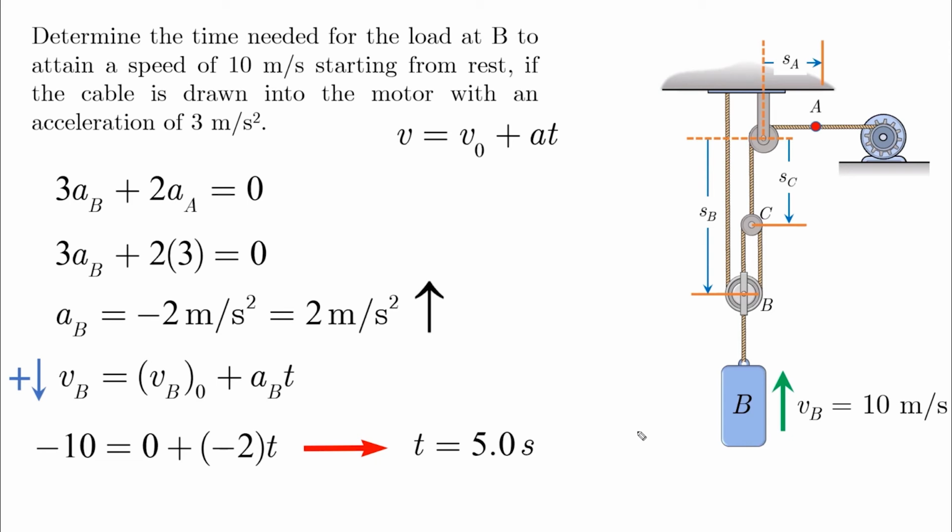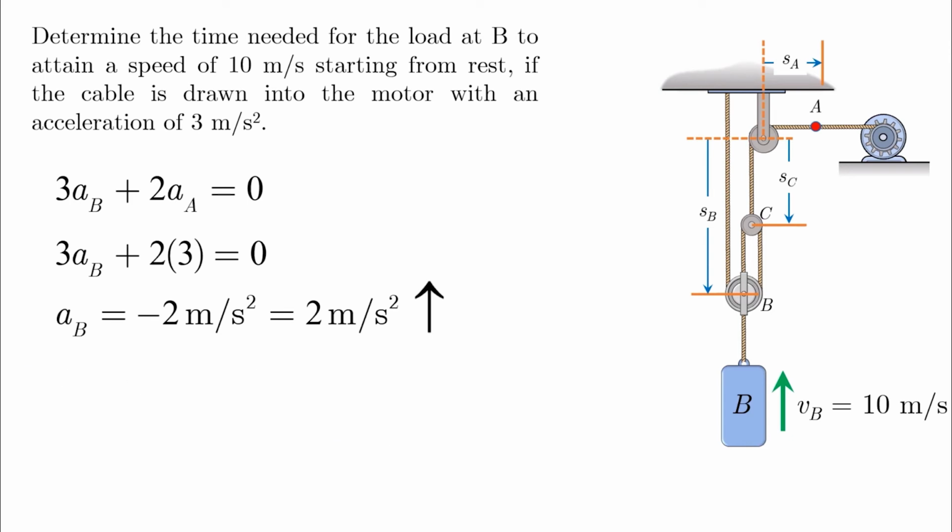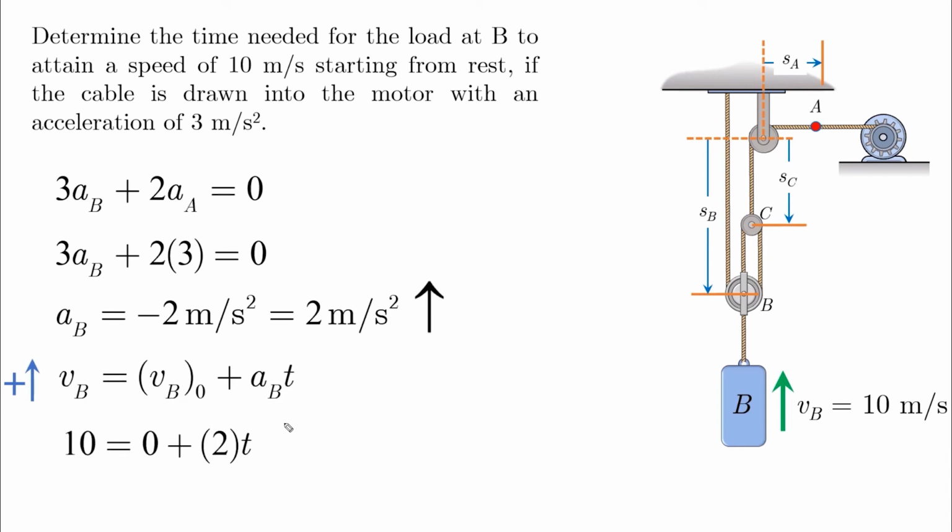And using the opposite direction, so positive will be up, vB final will be 10, and aB will be 2. And this also leads to the same answer, which is 5 seconds. And notice in both cases that we get the time positive, which makes sense. So if you get the time under any circumstances as a negative quantity, then you have to suspect the directions of the variables that you're using in the equations.